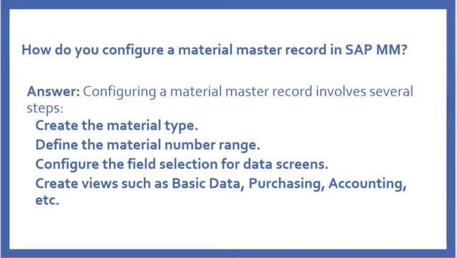How do you configure a material master record in SAP-MM? Answer: configuring a material master record involves several steps. Create the material type. Define the material number range. Configure the field selection for data screens. Create views such as basic data, purchasing, accounting, etc.